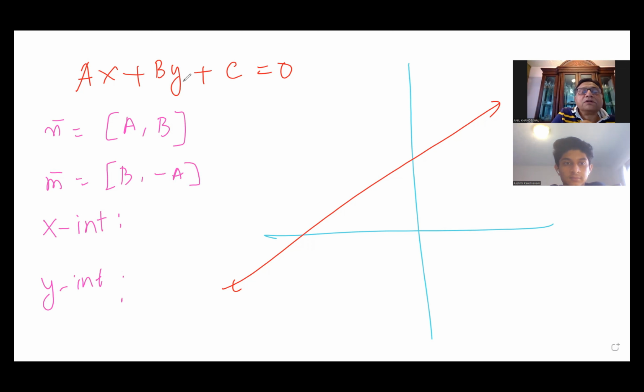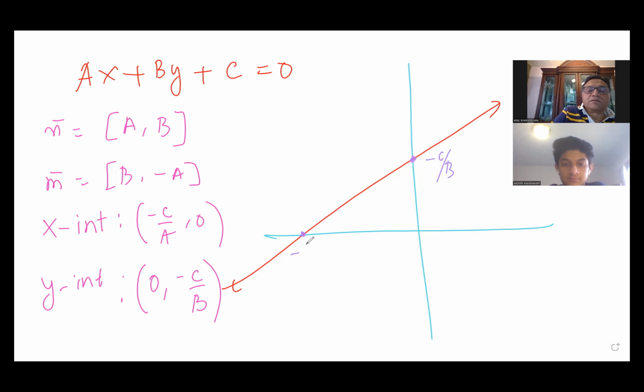The x-intercept means y is 0, so it is -C by A, right? And the y-intercept will be -C by B. You see that. So from the Cartesian equation, you get all these parameters. Once you get all these parameters, it is very easy to graph this particular equation, because you got those x and y intercepts, right? Does it make sense to you?